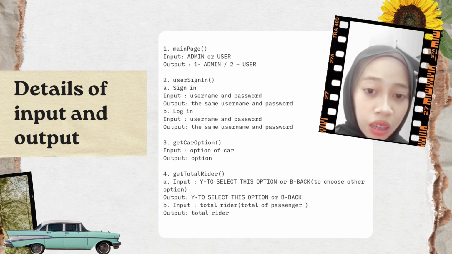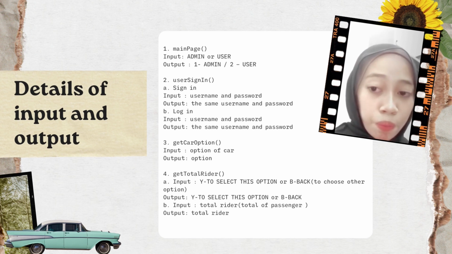Next, the function get car option. For this function, the input is the option of car and the output is the option. Next, the function get total rider. For this function, the input is Y to select this option or B to go back and choose another option, and the output is Y to select this option or B for back. Input total rider, the total of passengers. The output is total rider.